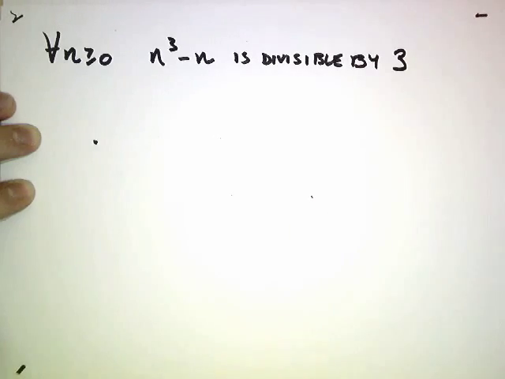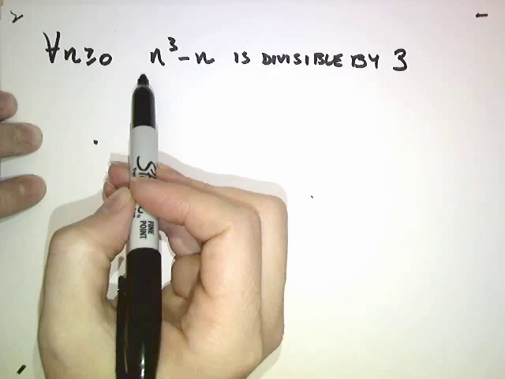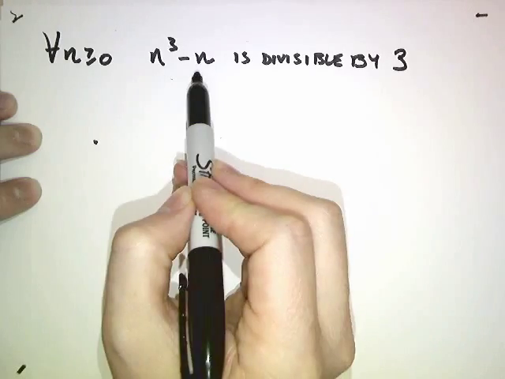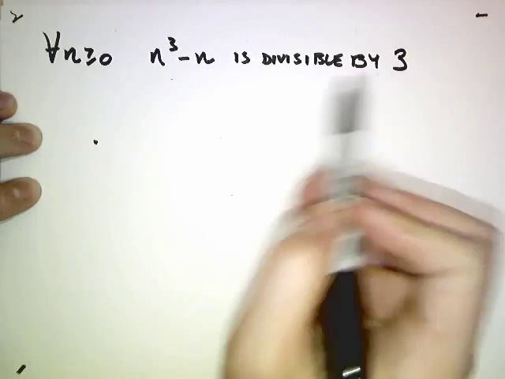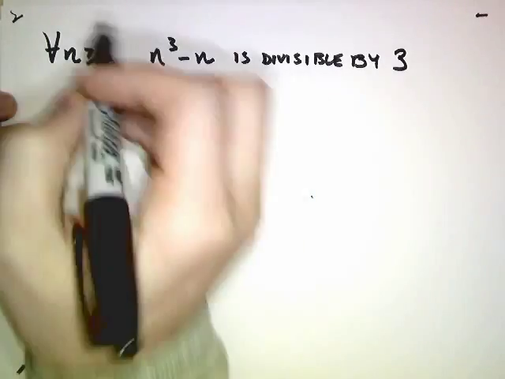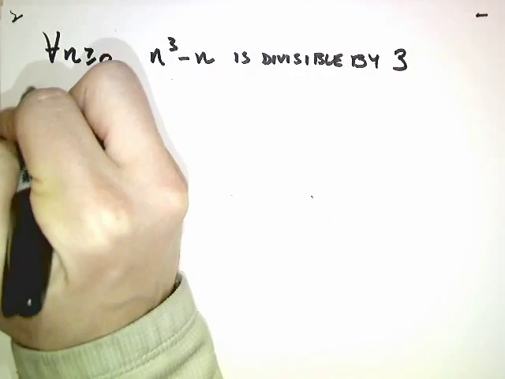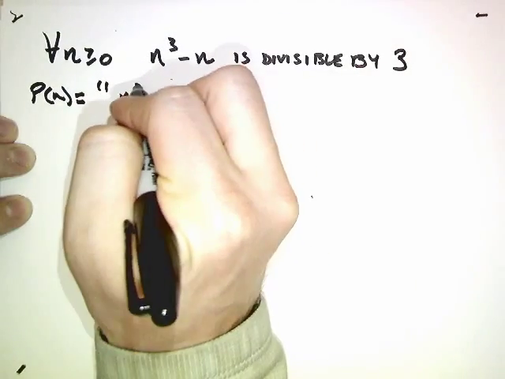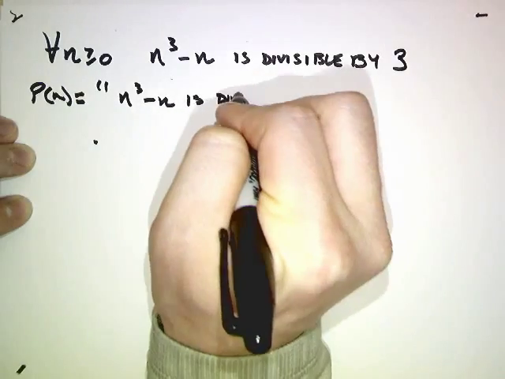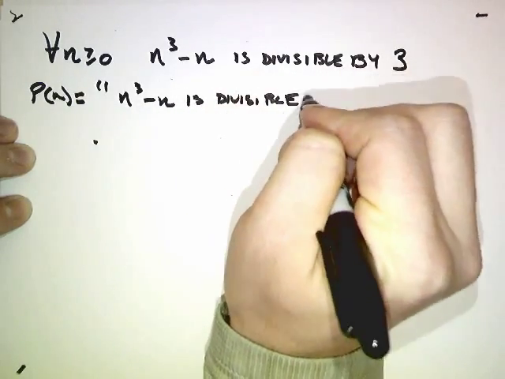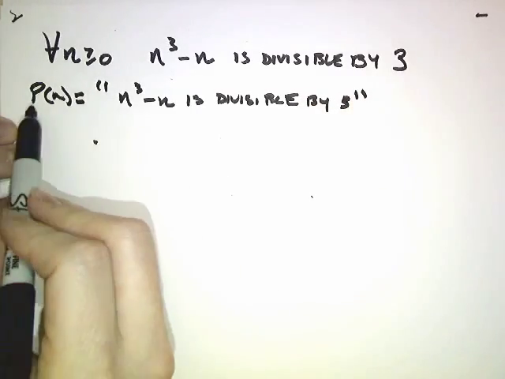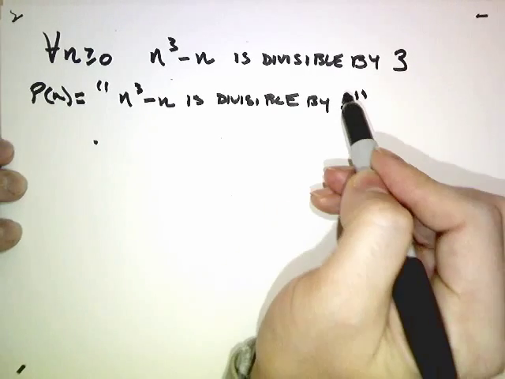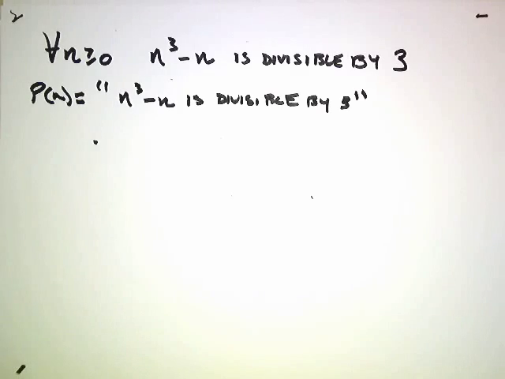Okay, so that means that for all integers n greater than or equal to 0, you look at this quantity, n cubed minus n, and it's always evenly divisible by 3. Okay, so with any proof by induction, we first write a predicate. P of n is going to be n cubed minus n is divisible by 3. We're still at the stage where whenever we write the predicate, it corresponds exactly to what we want to prove. You'll see, hopefully in the near future, that will change.